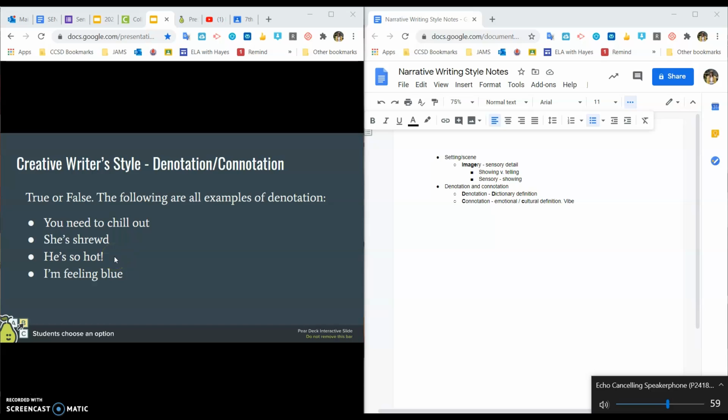He's so hot. You know here, from watching movies with your friends and stuff, that we're not talking about that he has a fever. He is not literally hot. We're talking about the appearance. We're saying this person is physically attractive.